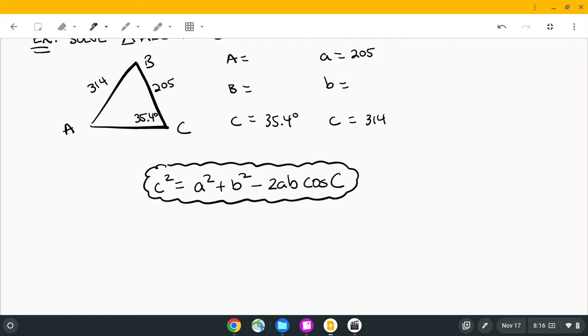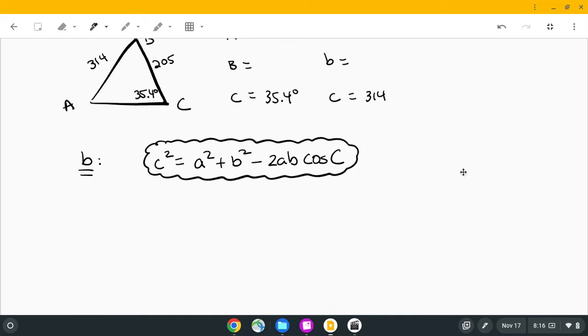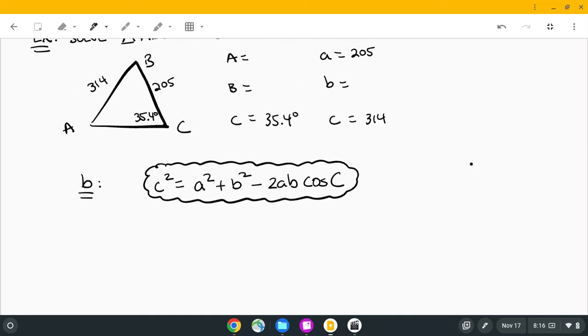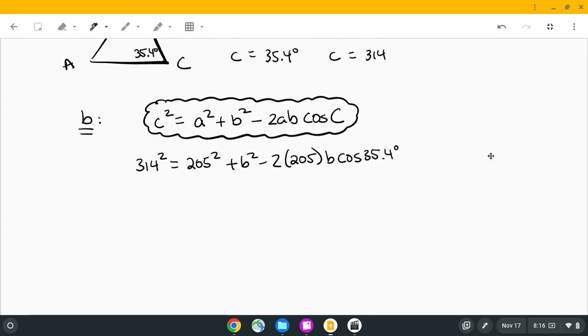Let's see what I'm solving for. I have angle C and little c. I have little a, so I'm solving for b. Okay, so I'm using this to solve for b. All right, so little c is 314, little a is 205, b we don't know, 2 times 205 times b times cosine of 35.4 degrees. Okay, all right, so big numbers.